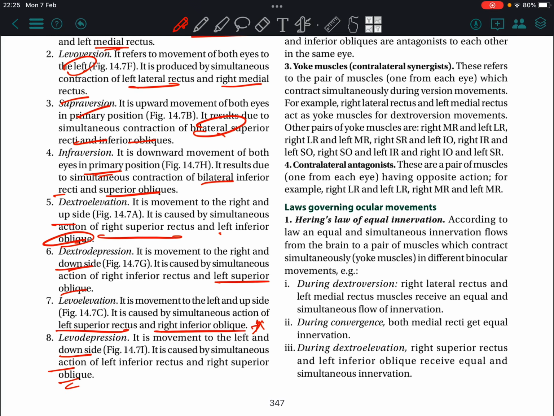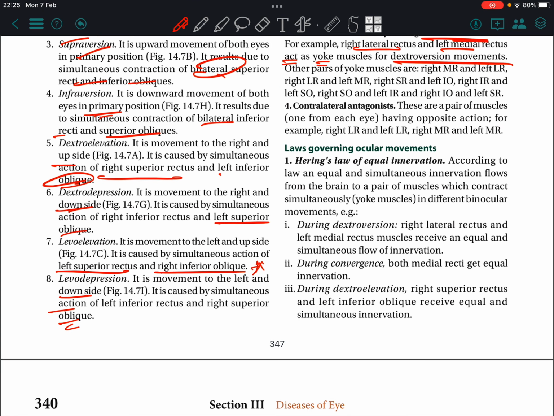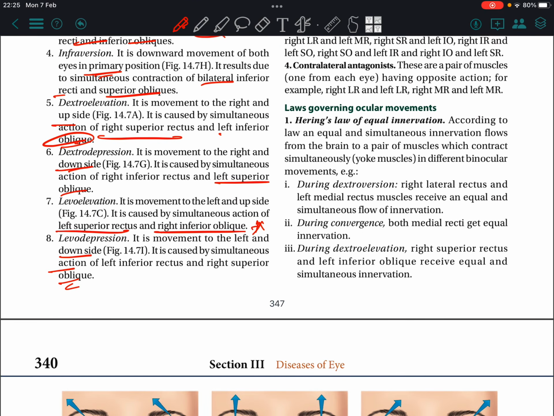Yoke muscles, or contralateral synergists, refer to a pair of muscles which contract simultaneously during version movements. For example, the right lateral rectus and left medial rectus are yoke muscles for dextroversion movements. Contralateral antagonists are a pair of muscles having opposite action. For example, right LR, left LR, right MR, left MR.